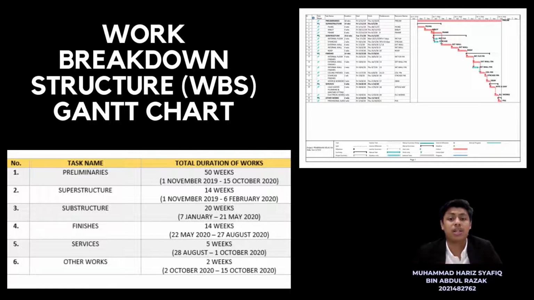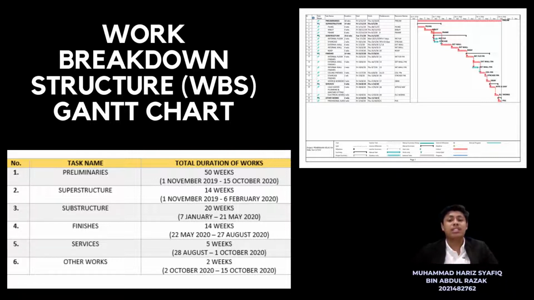The substructure work include internal floor, staircase, internal wall, external wall, and roof. It takes around 20 weeks, starting from 7 January 2020 until 21 May 2020. The fourth one is the finishers work. The finishers work may take around 14 weeks, which start from May 2020 until 27 August 2020.